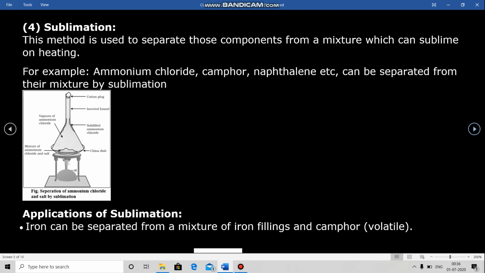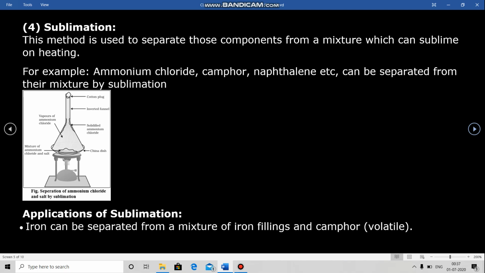Clear? Now the next technique is sublimation. You know very well what the meaning of sublimation is. In chapter number 1, you have learned that sublimation is the transformation of one state directly from solid to gas, or gas to solid. Okay, so this method is used to separate those components from a mixture which can sublime on heating. Sublime on heating means which directly convert solid to gas or gas to solid.